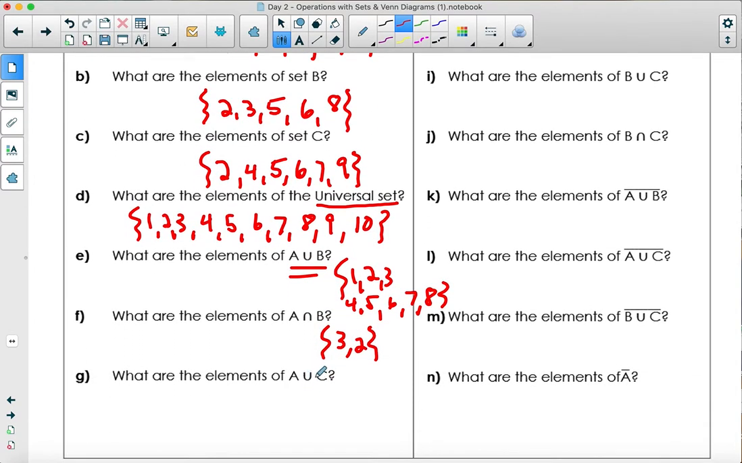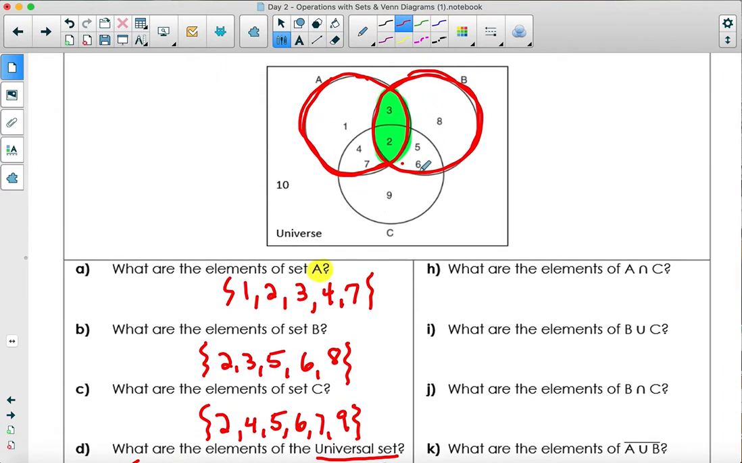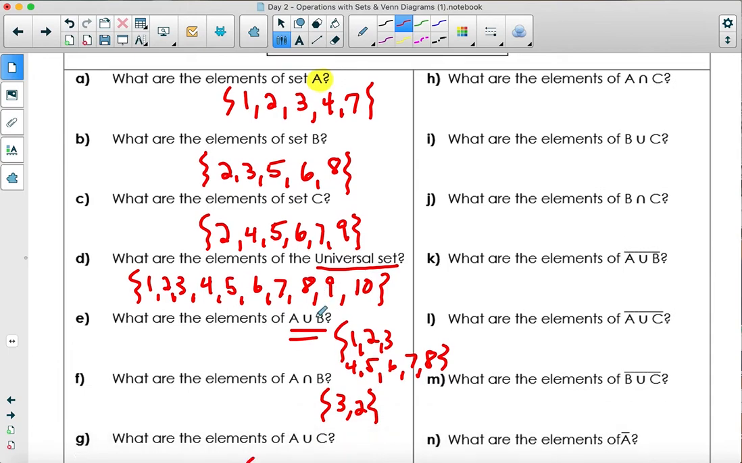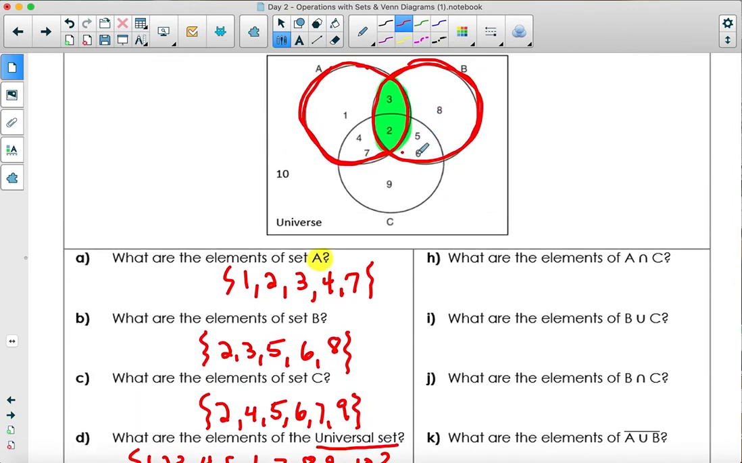A unioned with C, all right? So A union with C is A and C together. So A and C together is all of this. So really, it's everything except the 8 and the 10. So 1, 2, 3, 4, 5, 6, 7, and 9 is A union C.